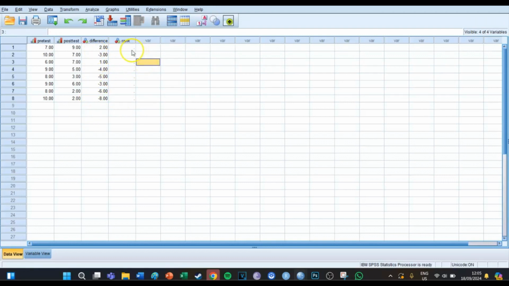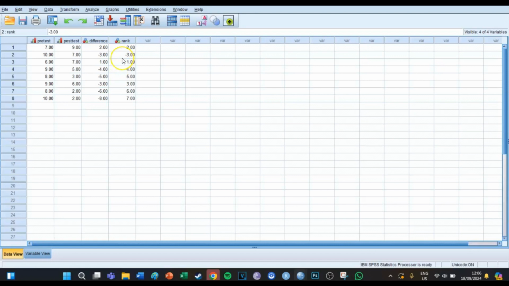Then afterwards it's going to assign ranks to those differences. So the smallest difference is 1, so it gets rank 1. Then the second smallest difference is 2, so it gets rank 2. Then the smallest difference is -3, so it gets rank number 3. Then the smallest rank is -4, so it gets rank number 4. Then -5, it gets rank number 5. And then number -6 gets 6, and number -8 gets rank number 7. So these are the ranks, and some of those are positive, and some of those are negative.